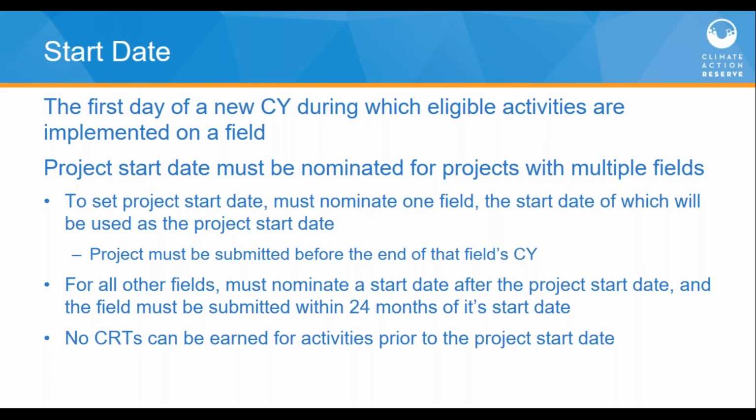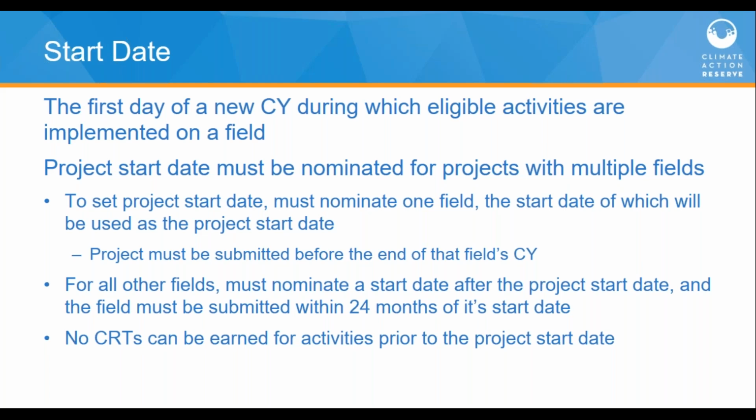The start date is important for getting your project listed with the Reserve on our registry. The start date is defined as the first day of a new cultivation year during which eligible activities are implemented on a field. Where this can get confusing is that we anticipate having projects with multiple fields, so a project start date would need to be nominated for projects with multiple fields. To set that, a project developer would need to nominate one field whose start date would be used as the project start date.